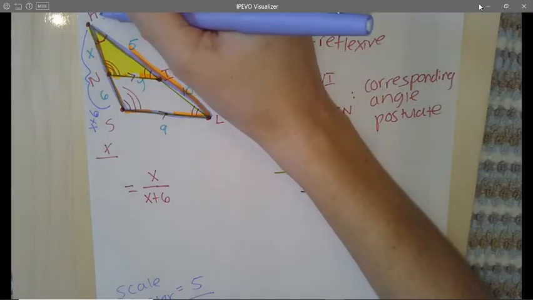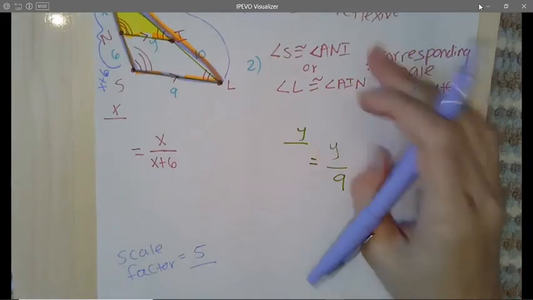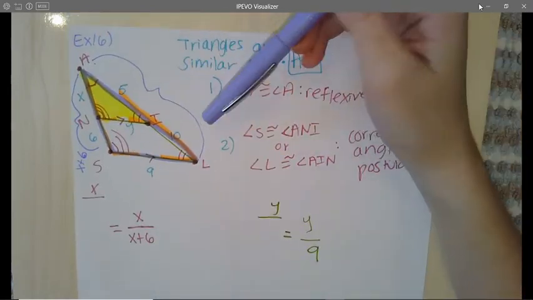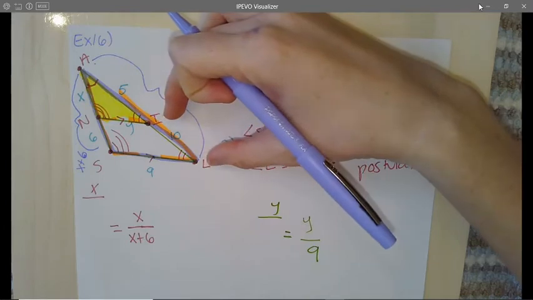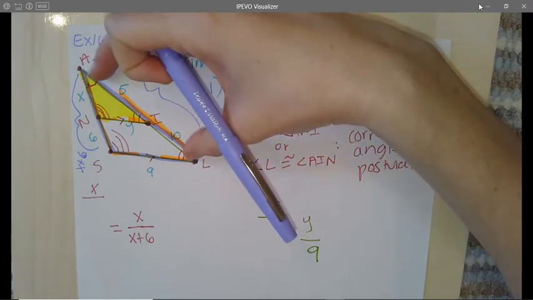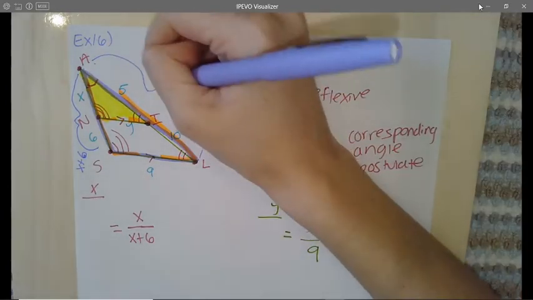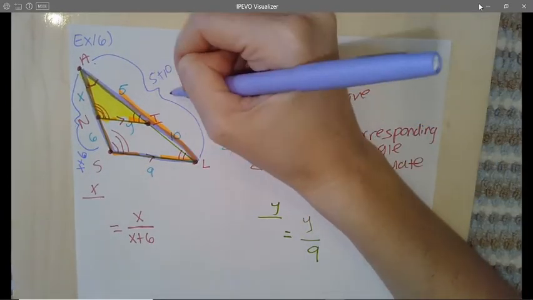Now, what is the length of this entire side in my big triangle? I know this whole side is made up of AI and IL. So what do I do with the 5 and the 10 to get this whole side length? I would add them together. You guys are geniuses. Okay, so 5 plus 10 is 15.